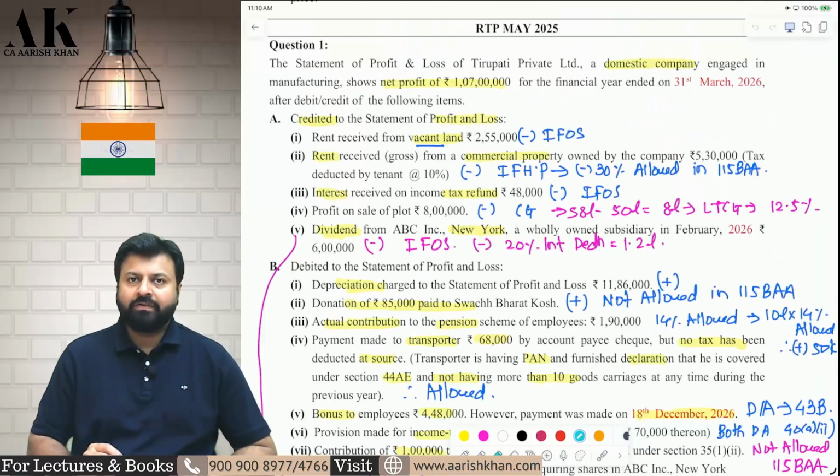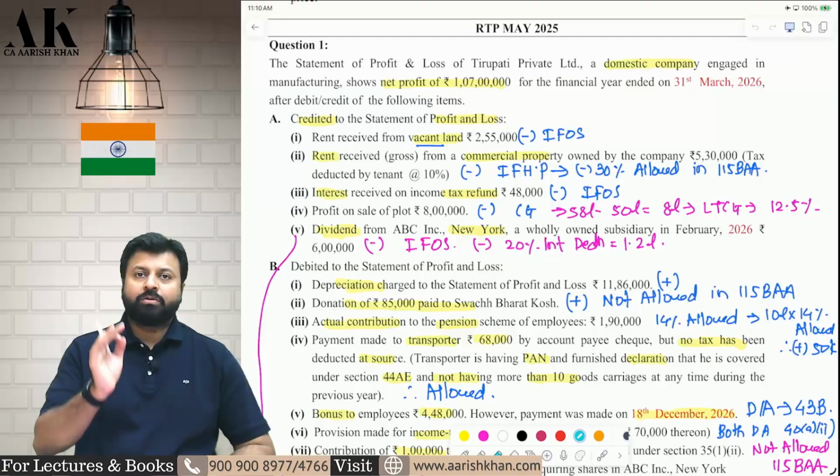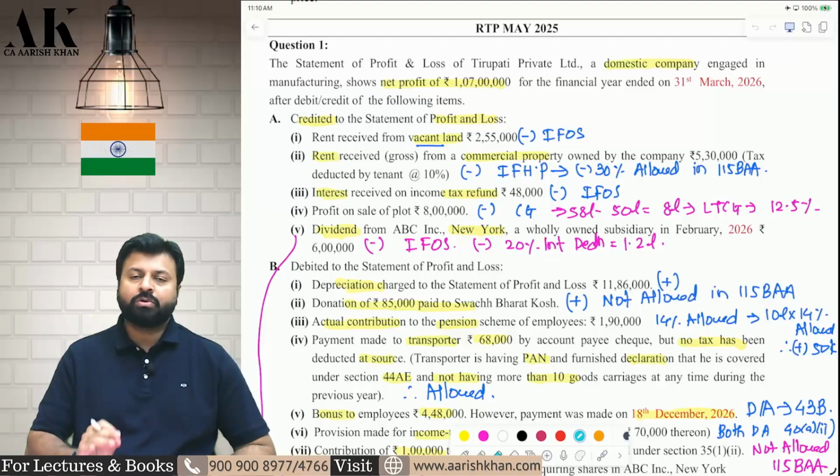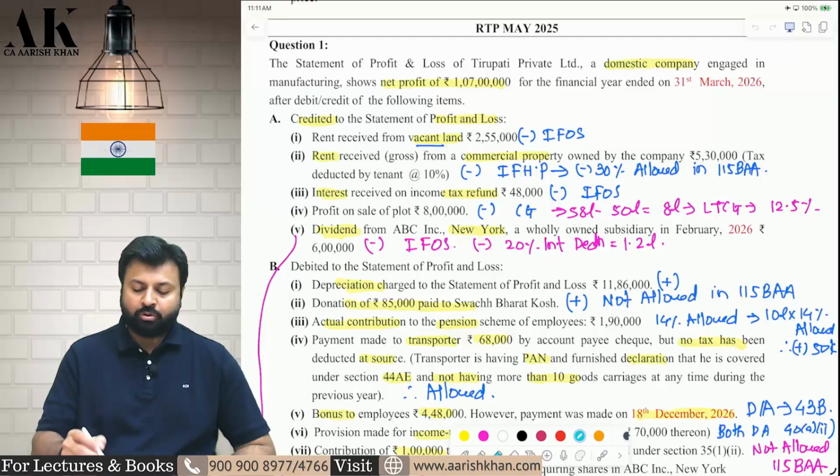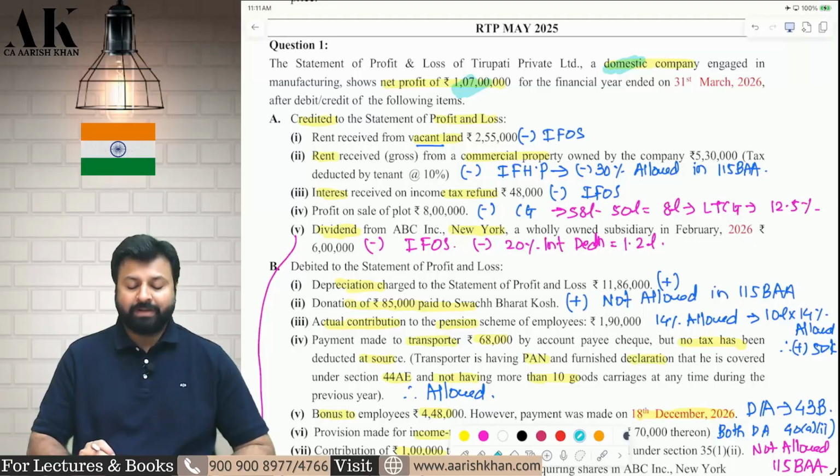So let's go ahead with the next RTP, that is RTP May 2025. Now the very first question over here is on total income. The assessee is a domestic company. The profit of the assessee is 1 crore 7 lakh rupees.